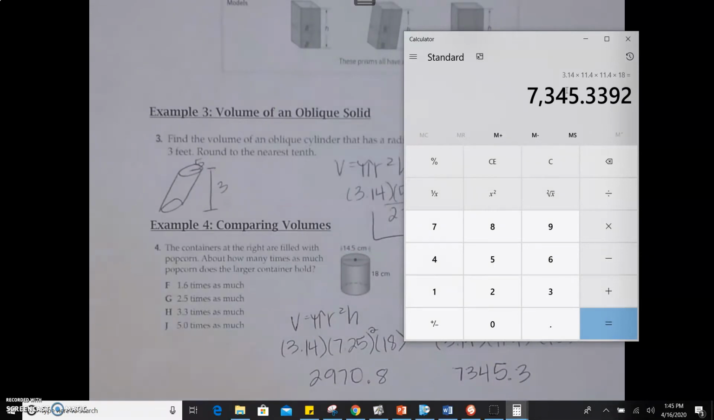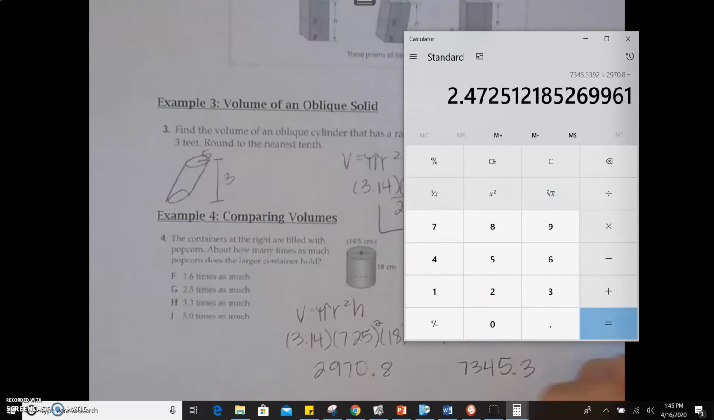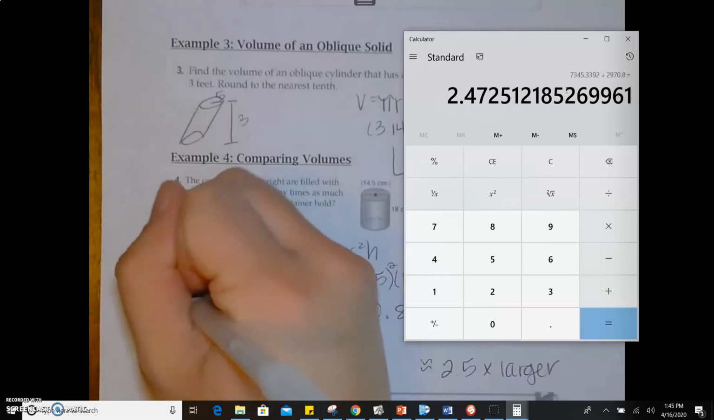And we actually want to compare the volumes. So I will take this larger volume and divide it by the smaller volume. And I get approximately 2.5 times larger. So then our answer choice is going to be over here, and it's answer choice G.